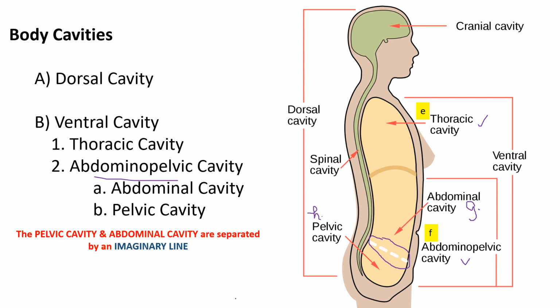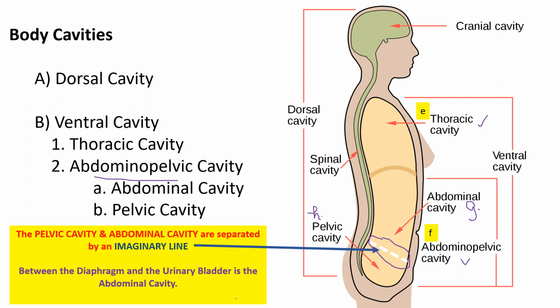Above that white dotted line is just going to be the abdominal cavity. Below the white line is just going to be the pelvic cavity. Now, what is actually there that you could use to separate that? Actually, the bladder is what's in around that location. So a lot of times, everything bladder and below is pelvic. Everything above the bladder, but below the diaphragm, is going to be the abdominal cavity.